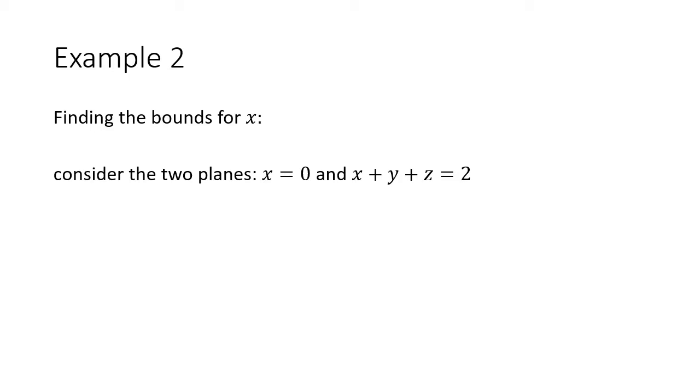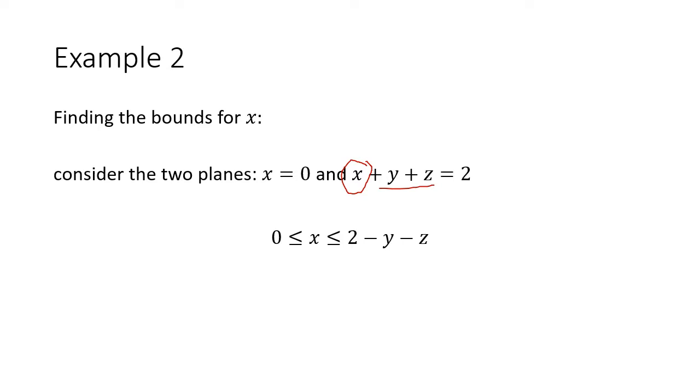Now, my upper bound is my other plane, the plane that slices it at an angle. The issue here is that I need my plane to be in terms of x. I need x equals something. That means all I'm going to do is get x by itself from this plane, which means subtracting the y and the z from both sides. So again, my lower bound is 0. My upper bound then is going to be 2 minus y minus z.